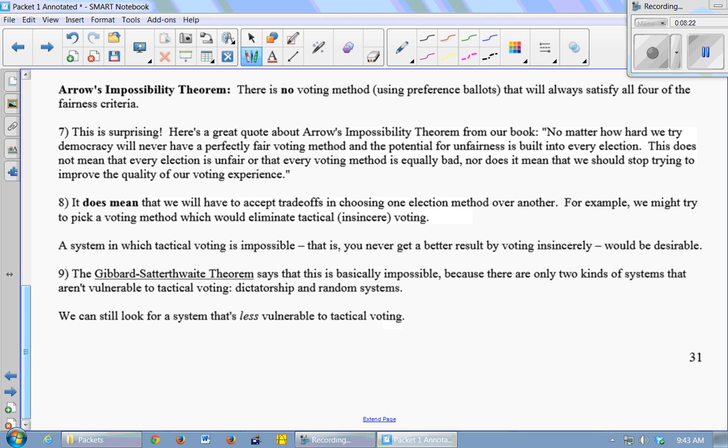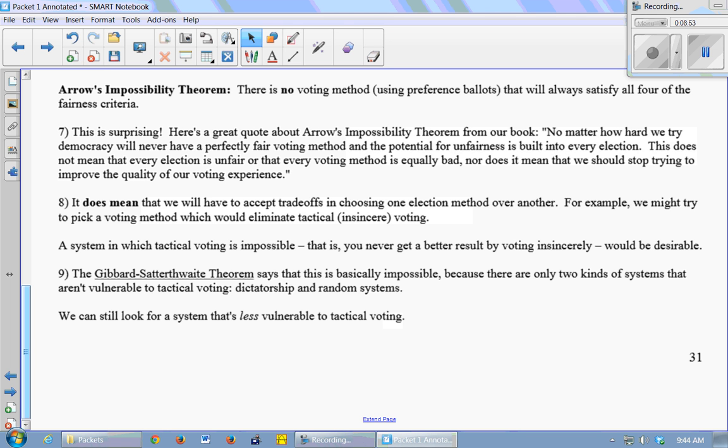Here's another theorem named after two mathematicians. It says that this is basically impossible because there are only two kinds of systems that aren't vulnerable to tactical voting: a dictatorship, where you don't really get to vote, and random systems where we randomly choose who the winner of the election is. And that's not really an election, right? Yeah.